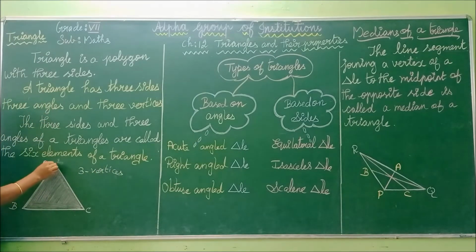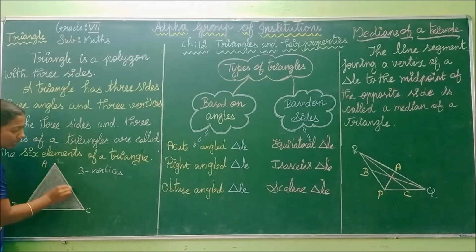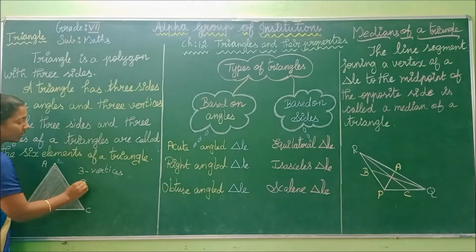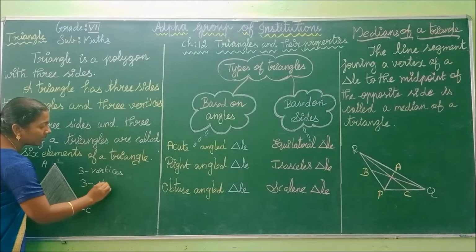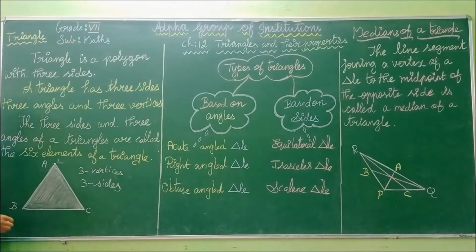What are the three sides? AB, this is one side. BC, this is one side. CA or AC, this is another side. So, totally triangle has how many sides? Three sides. Also, the angle between the two sides.